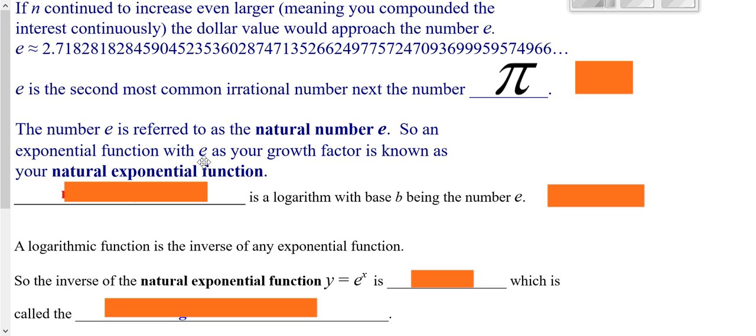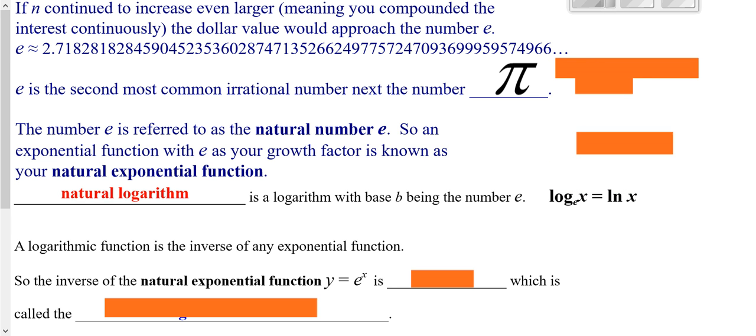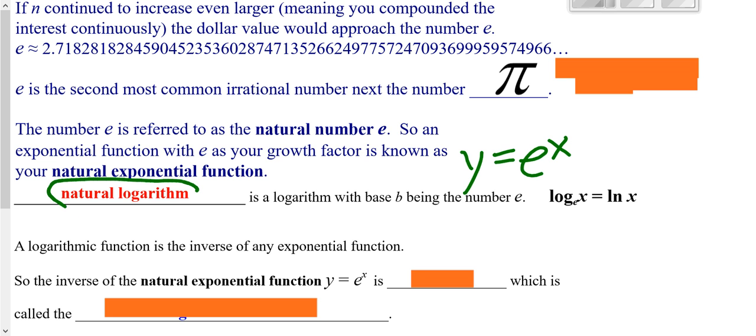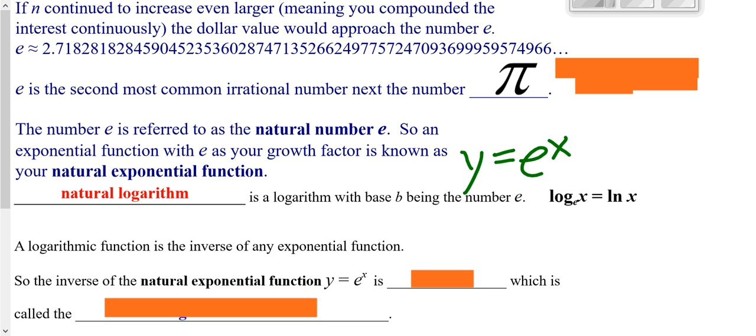So if we were doing exponential functions with a growth factor of e, that would be referred to as a natural exponential function, and we'll deal with that here in a bit. So if you had y is equal to e to the x, that is your natural exponential function.